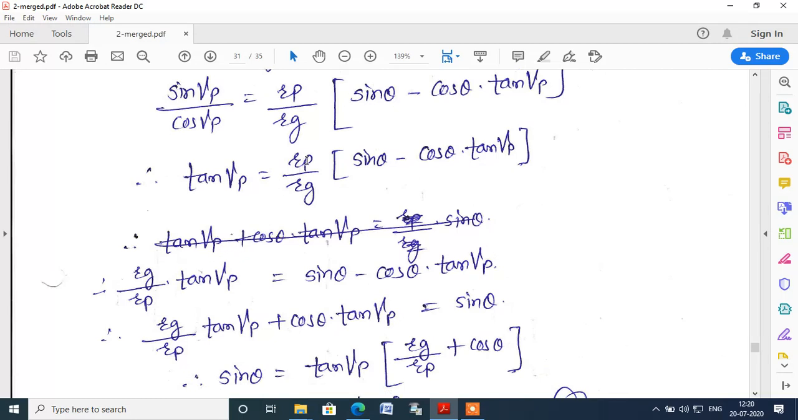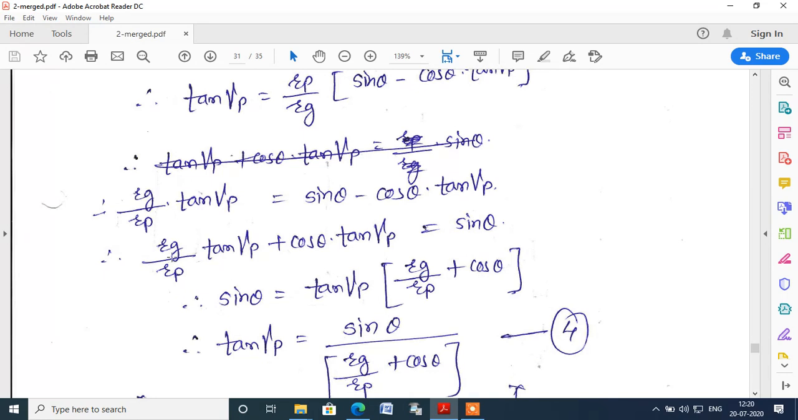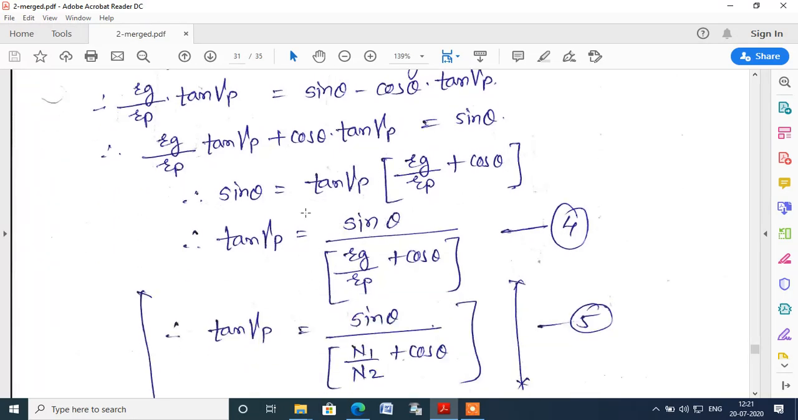Now taking this to the left hand side, it becomes RG by RP tan gamma P, and the right hand side is sin theta minus cos theta tan gamma P. I have taken this total term to the left hand side; here it is minus, so this becomes plus cos theta tan gamma P, and that is equal to sin theta. Therefore sin theta equals, taking tan gamma P common, RG by RP plus cos theta. So tan gamma P equals sin theta upon RG by RP plus cos theta. This equation we got, and from it we can easily calculate gamma P when theta is known and RG and RP are known.